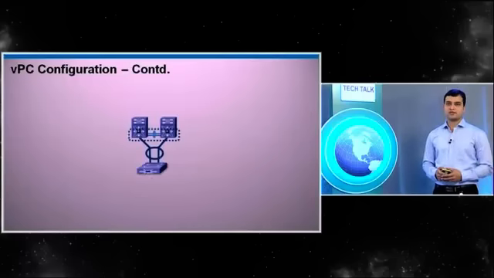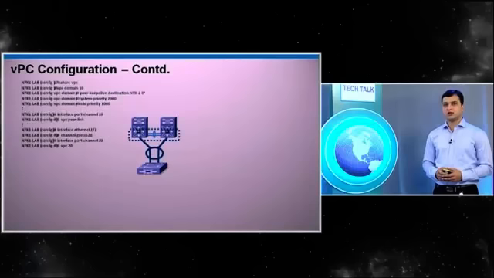Let's look at some of the examples. Consider we have these two switches connecting to a third downstream switch, forming a VPC. Here is the example of one of the switches. First of all, you define feature VPC. Now, feature VPC is very important to define, otherwise VPC will not work.